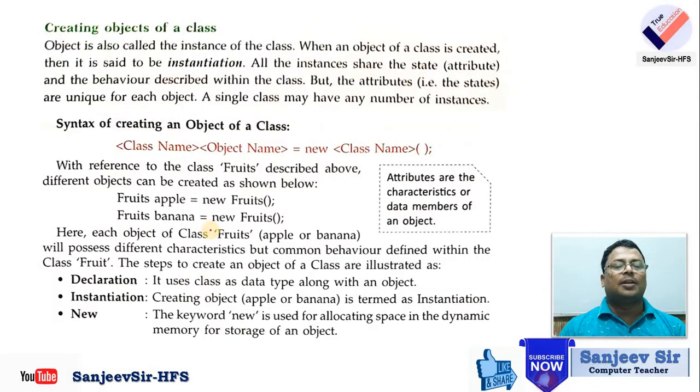That we understand here. So how do we create an object in a program? You see, we write the class name first, then the object name, then the new keyword, and then the class name with parentheses. So fruit is the class name, apple is the object name, new is the keyword to create the object, and fruits with parentheses is known as the constructor. This whole thing constructs the object banana.